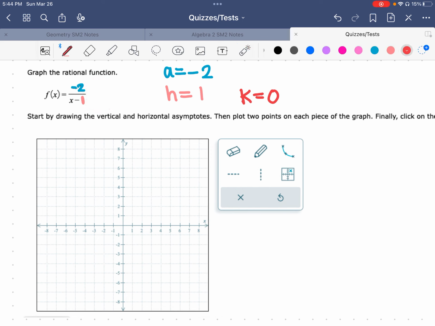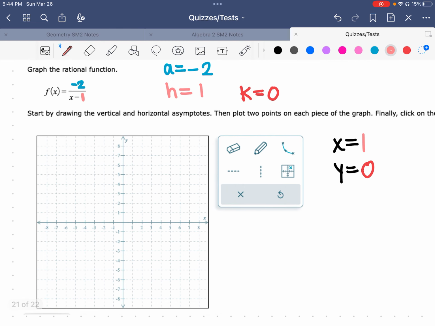Why would I go ahead and do this? Remember, this is your, that your horizontal asymptote is at H and your vertical asymptote is at K. So that's a good reason to actually identify them so that you know where to place your vertical asymptote. And remember, you're simply using this tool right here and where to place your horizontal asymptote, which is this tool right here.